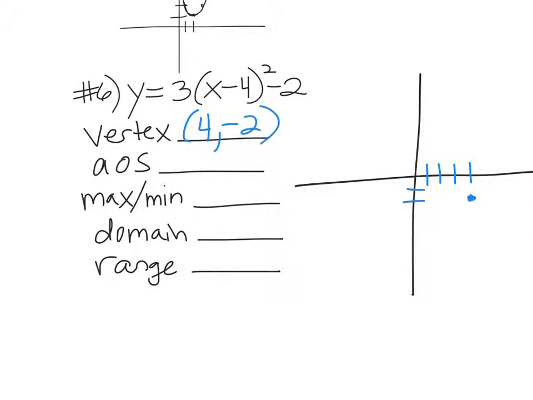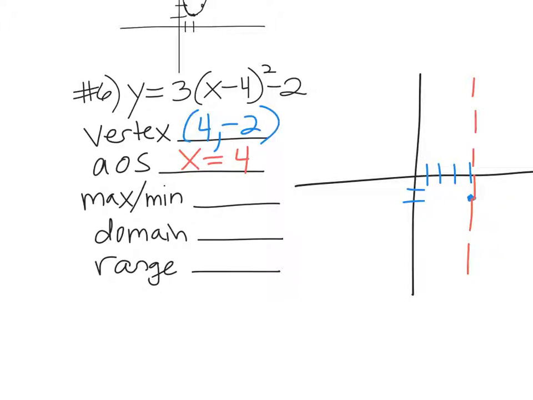My axis of symmetry is always going to be a vertical line, and it's going to go through the vertex. So my axis of symmetry will be x equals 4. It's the same number that's in the x spot of my vertex. Okay. Now let's go ahead and graph this parabola.